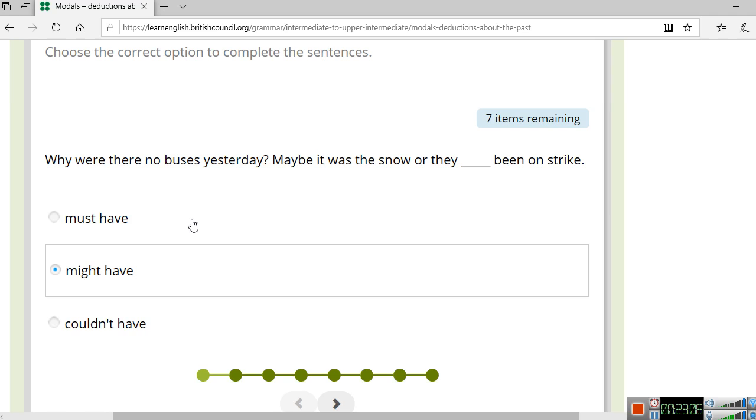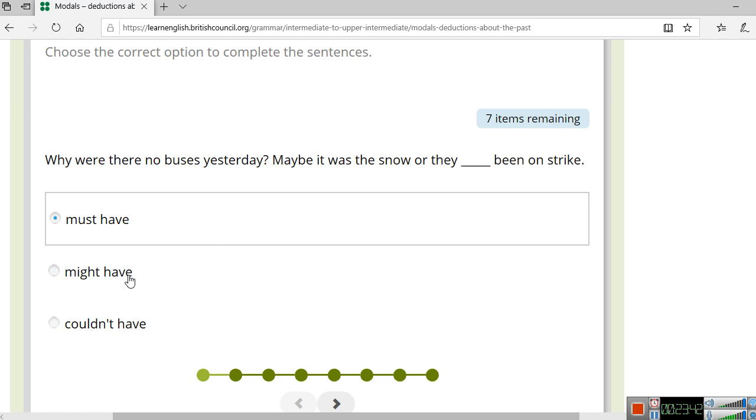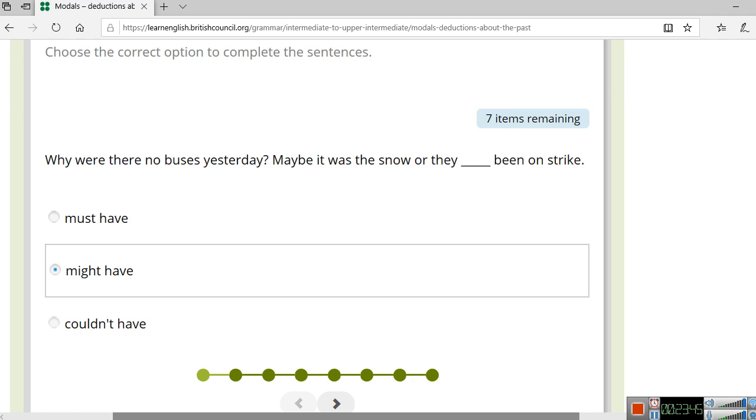So, in this case, this one is a very good clue. We have the word maybe. So I know the speaker is not as sure to say must. So if I see the word maybe, I'm pretty sure it's gonna be followed with might. Alright, and also, I have a second clue here. It was the snow. This is one possibility. Or, this is automatically telling me there's another possibility. They being on a strike. So this is a 50-50% chance, because there's only two possibilities. So yeah, very well. Might have in this case.